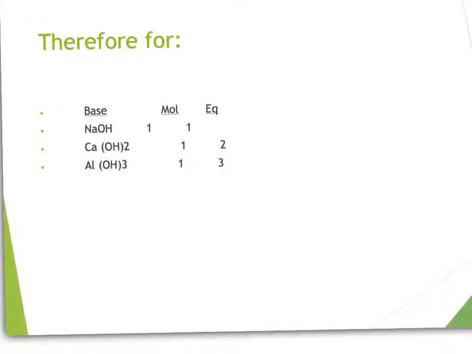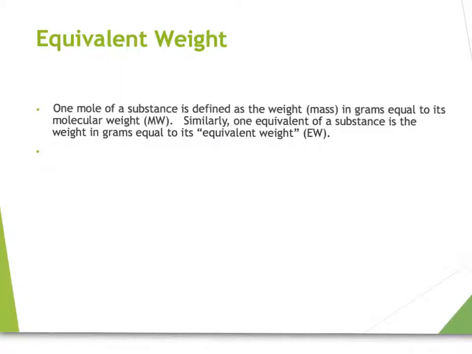Therefore, we can see that NaOH has 1 OH, so 1 mole of NaOH would have 1 equivalent. Ca(OH)2, 1 mole, would have 2 equivalents because of the 2. Al(OH)3, 1 mole, would have 3 equivalents because of the 3. With that said, we can now look at equivalent weights.